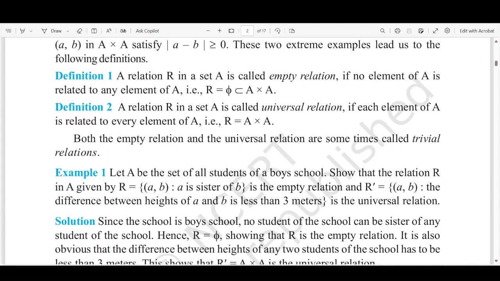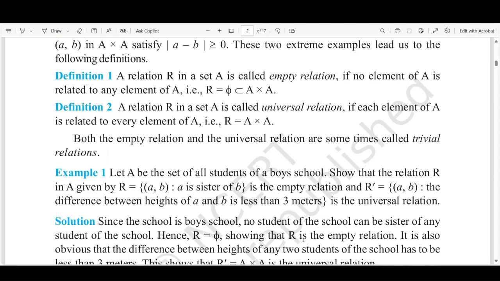A relation R in a set A is called a universal relation if each and every element of A is related to every element of the set A itself. So here R is equal to the Cartesian product A cross A. These two relations, empty relation and universal relation, are known to be trivial relations.